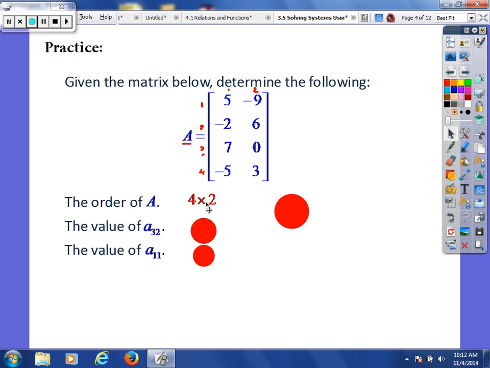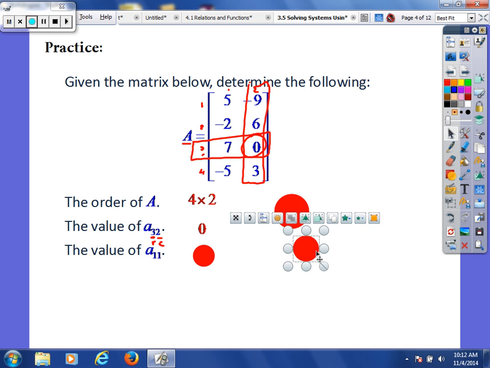Now we can ask about some addresses. Let's see what value is found in, let's say, A sub 32. That's the first one we have here. A sub 32 is row 3, column 2. So which one's row 3? Right here's row 3. Which one's column 2? This one's column 2. Where do they overlap? Right there, 0. Our value for A sub 32 is going to be 0.